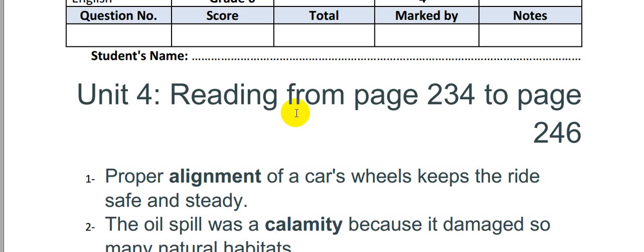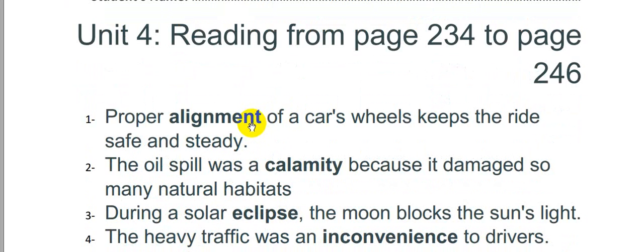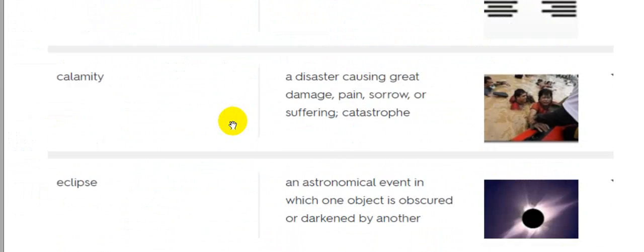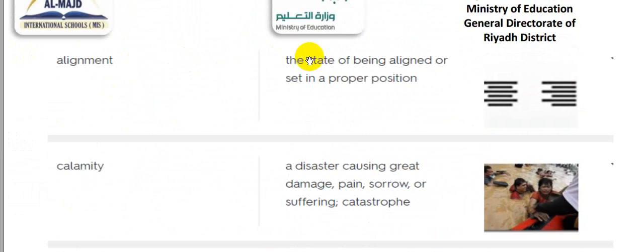To start with, as always, we start with the vocabulary. So here we have the vocabulary with any examples. For example, alignment. You will find here the word with the definitions. Alignment is the state of being aligned or set in a proper position. Calamity means a disaster, a serious problem.